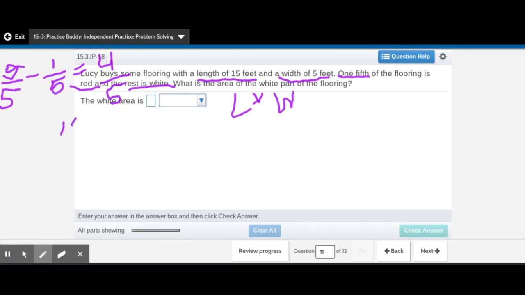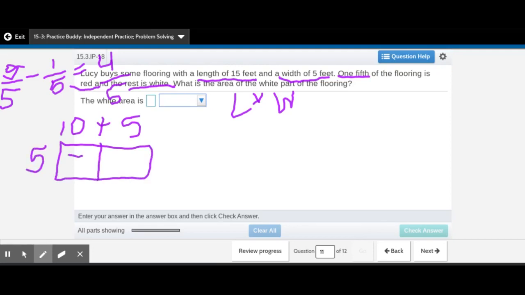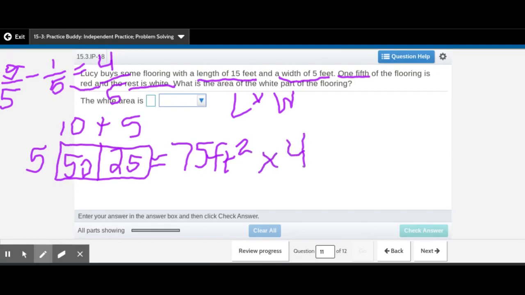I have 15 times 5. That's 50. And then that's 25. Add them together. It equals 75. So this is 75 feet squared. That's the area of the whole place. But remember, we are trying to figure out what is 4/5 of that amount. So that just means that we need to multiply this by 4 and then divide it by 5.